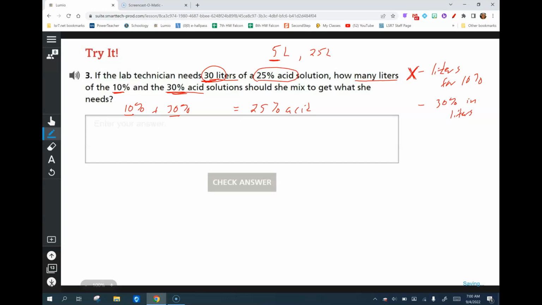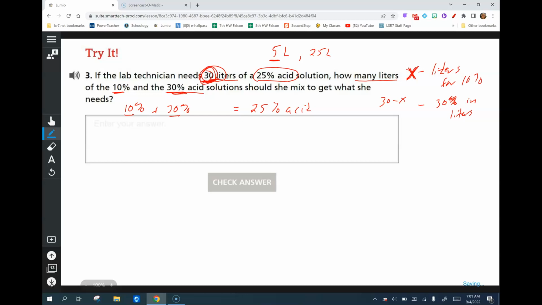So for the 30%, I'm sorry about the numbers, this 30% has nothing to do with the 30 liters. But what I'm going to do is take 30 minus X, because I have a total of 30 liters, and I'm going to subtract off what was used for the 10%.